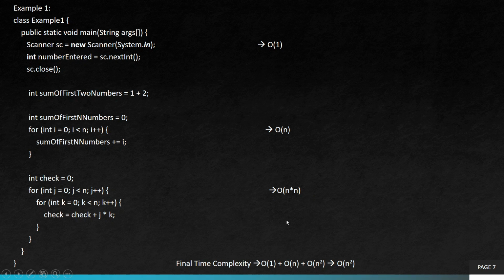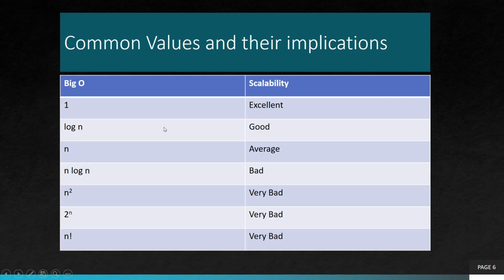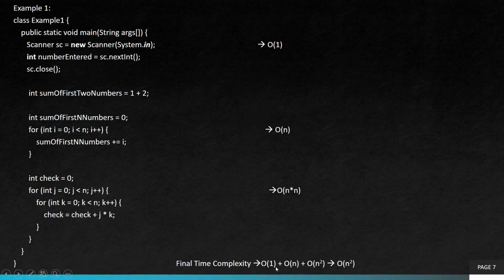Then we will add the time complexity of every step. The first step is the sum of the total time for all operations, and the third one is to drop the non-dominant terms, meaning what will come at the end. From that we will remove the non-dominant terms. Here, the highest power is n square, which means it will dominate. The non-dominant terms are big O of n and big O of 1, so we will remove these two terms, and it will become big O of n square. And here we have just used variables and a for loop. We have not used an array. That's why space complexity will be big O of 1.